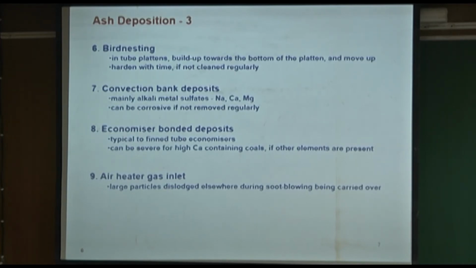Then the convection bank, going into the horizontal section: mainly these are alkaline and metal sulfates, and they can be very corrosive if not removed regularly. The deposits in the economizer section can be severe for coals having a high level of calcium in the ash. And if any other compounds are present, then it can become even more problematic. And of course, the air heater gas inlet, the last one: large particles, if they get dislodged anywhere during the soot blowing.